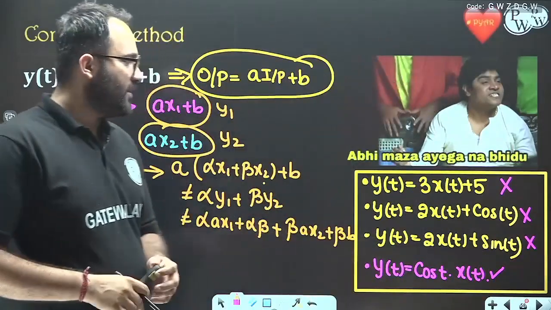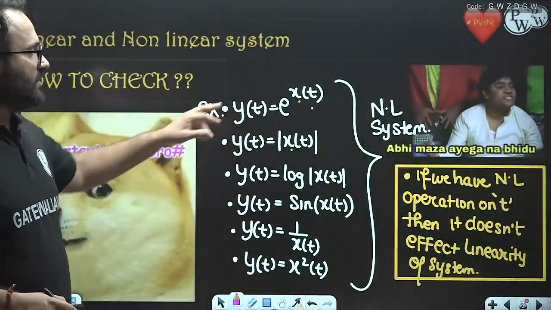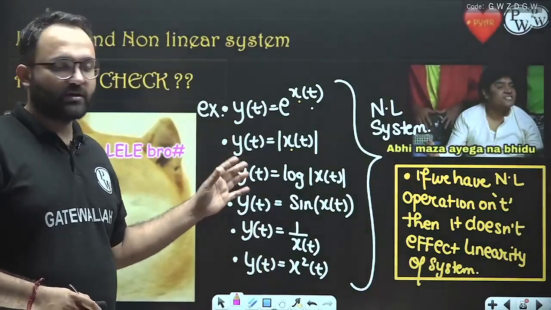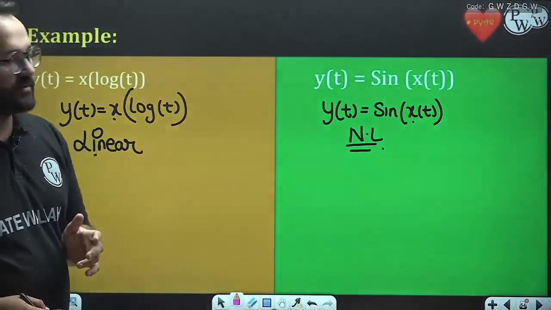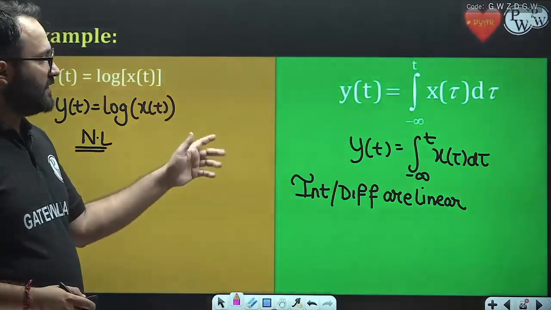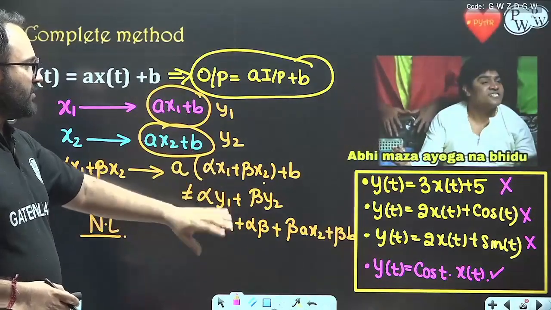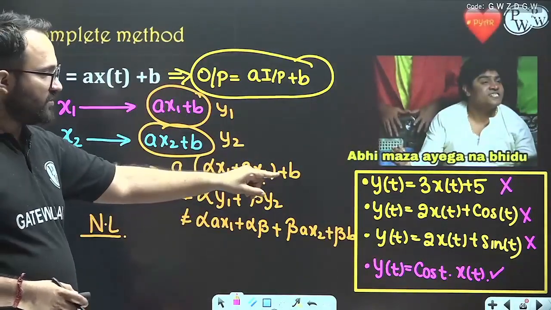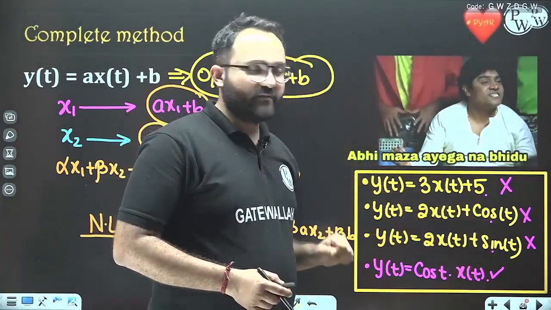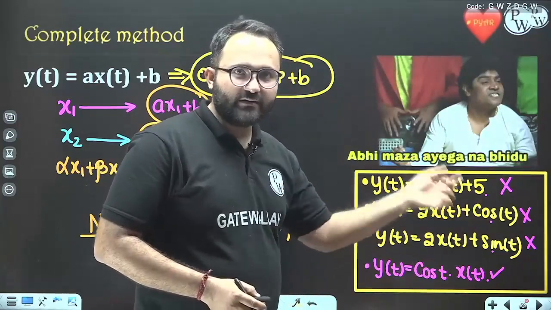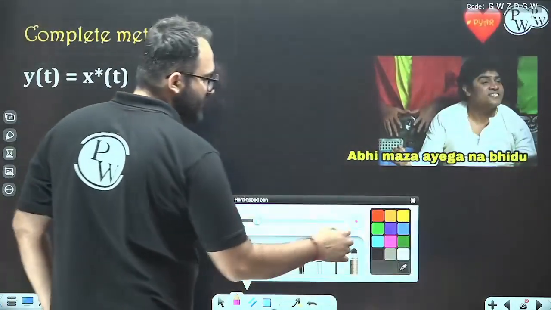So how to remember? Always remember these three points for linear systems. First point is, any non-linear operation on x will make it non-linear. Any non-linear operation on the t variable will not affect the linearity. Second, integration and differentiation are linear operations. Next is the superposition theorem. You don't need to remember this superposition theorem. You just have to remember that if anything extra is getting added, then it makes the system non-linear. But if anything is only getting multiplied, not added, then it remains a linear system. Last one is that conjugation is also a non-linear operation.